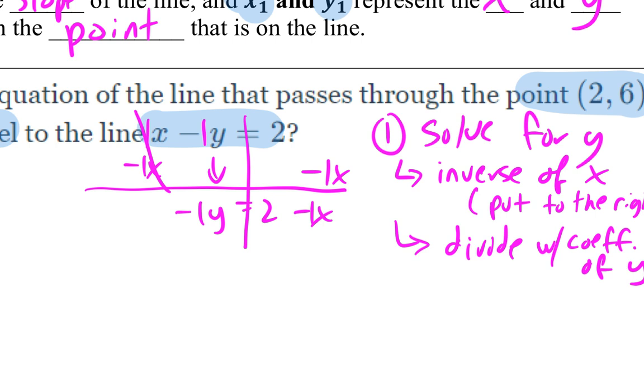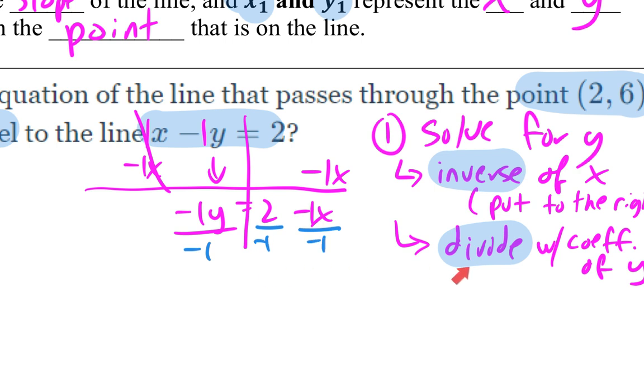So the first thing is inverse of x. Next, we're just going to divide. So if I divide by that, that's going to be negative 1, right? So if I divide this side by negative 1, I have to divide the whole side by negative 1 also, not just 2, and not just this. So I'm going to say 2 divided by negative 1, and then negative 1x also divided by negative 1.